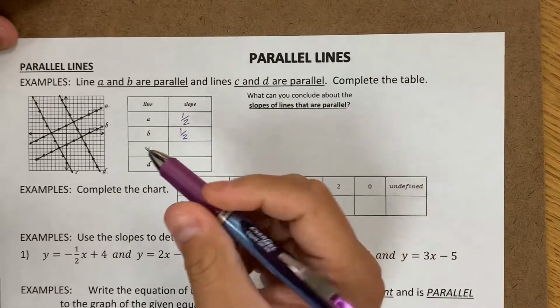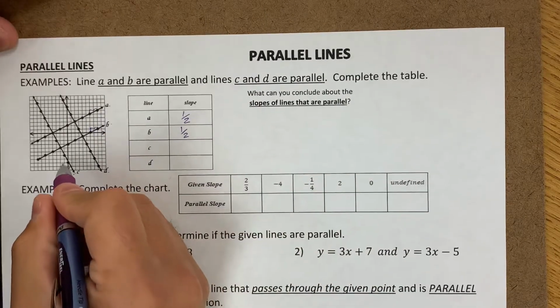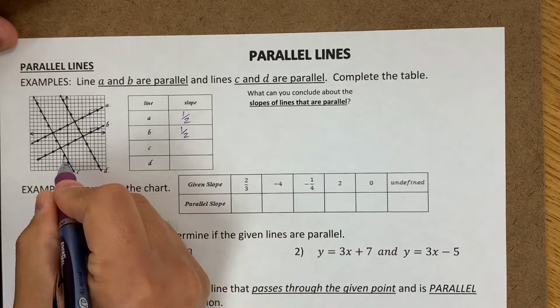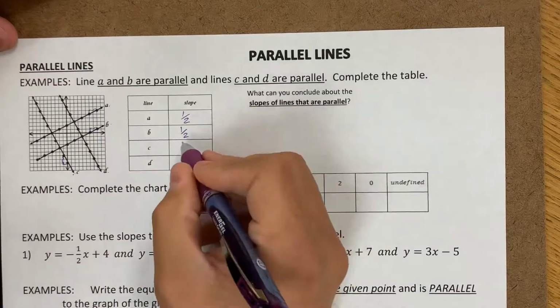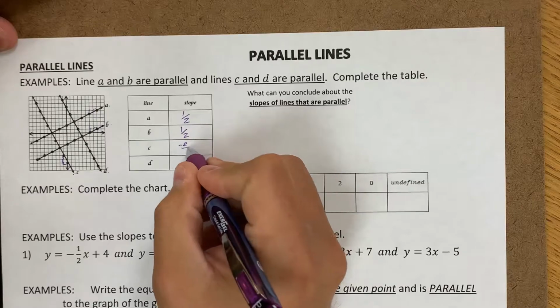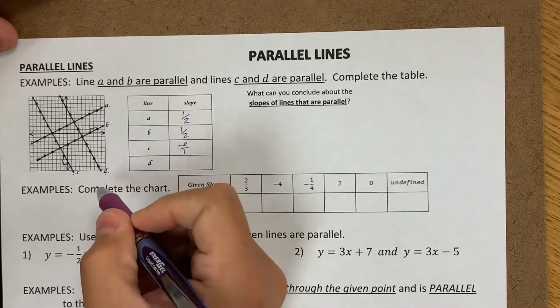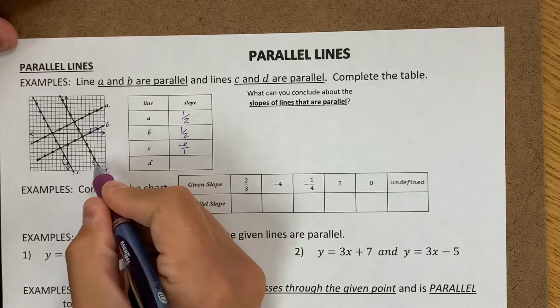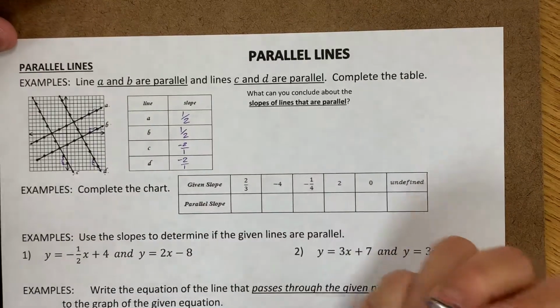Now let's look at line C. Line C and D are parallel. Let's look at the slope for line C. Down 2, over 1, so we have negative 2 over 1. And line D, which is parallel to line C, is down 2 over 1.